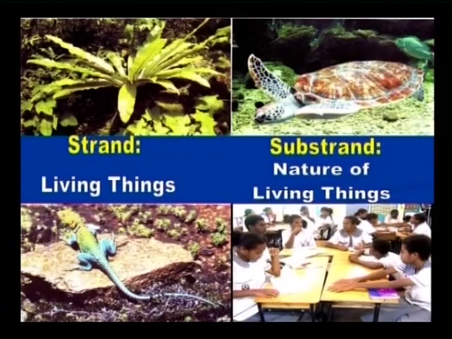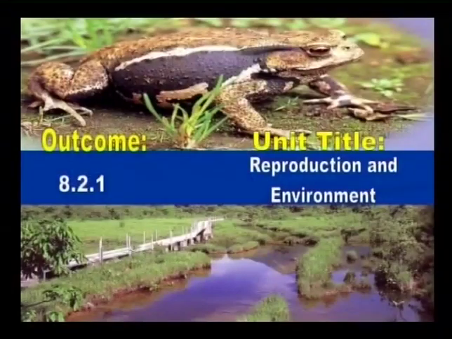Let's have, if you can tell us our learning outcome and unit title. I've already told you this is the last lesson on this strand, substrand, and unit title. So every one of you receiving students too, you should also be aware of all these strands, substrands, and unit titles. Now we have outcome 8.2.1, and the unit title is reproduction and environment.